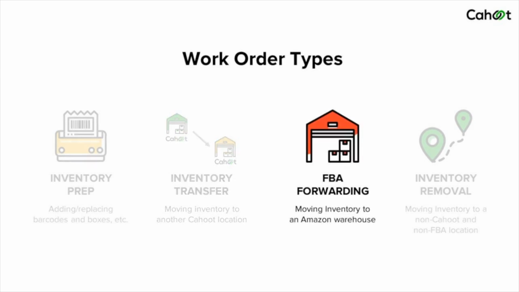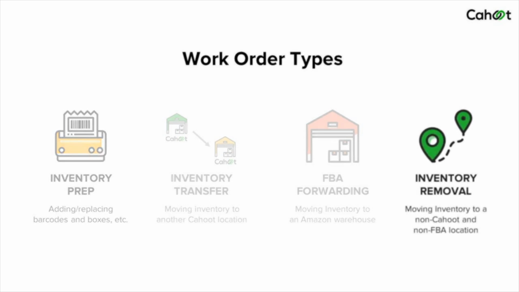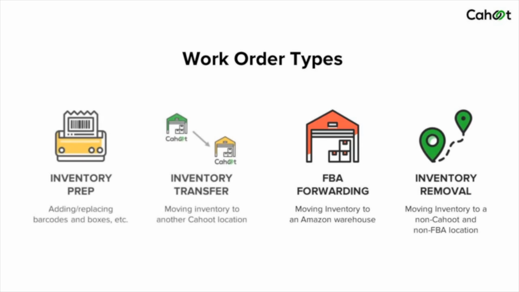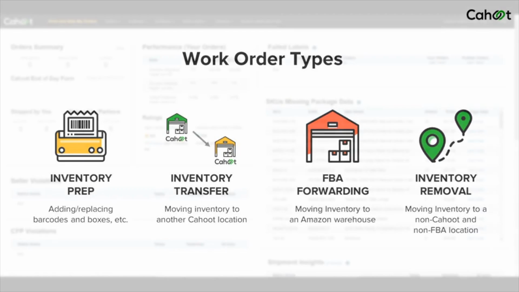FBA Forwarding is for moving inventory to Amazon. Inventory removal, which involves all bulk inventory movement to an external location that is not a Kahoot warehouse nor an Amazon warehouse. Let's look at how this works in the system.